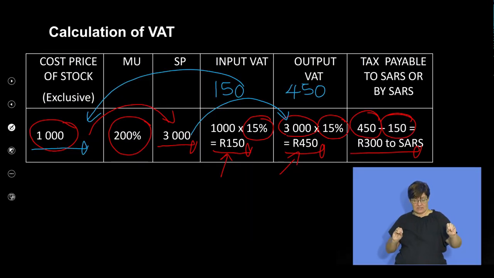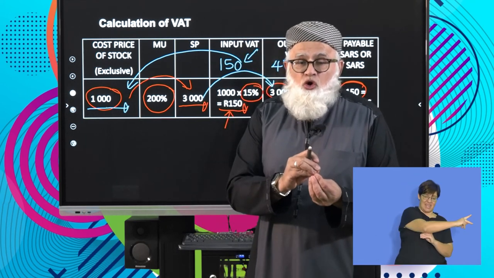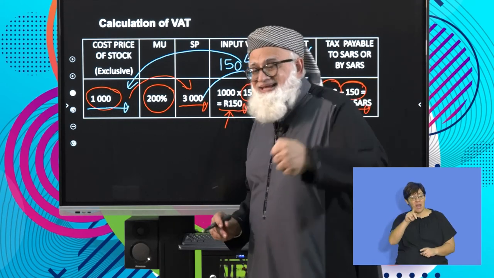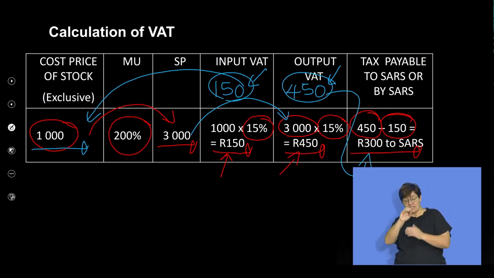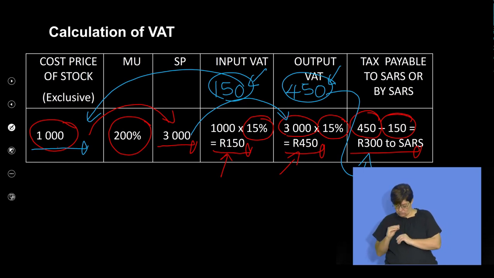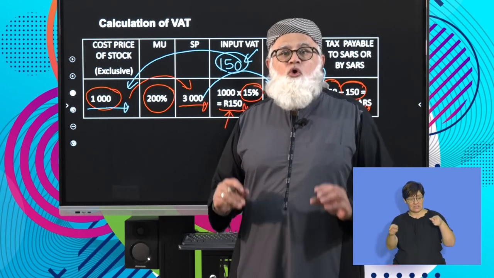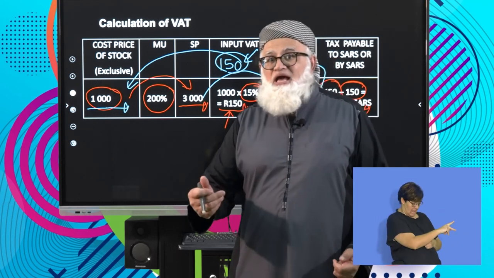Right. Now, what amount is due to SARS? Clearly you can see you've paid 150 rand as your input. You're collecting from the end user 450 rand. Do you have to pay SARS the entire 450? No. Why not? Because you've collected the 450, but you have paid 150 rand worth of VAT on that transaction. Therefore, the amount that is due to SARS will only be the 300 rand. So now, the difference between your input VAT and your output VAT shows you whether you owe SARS money or whether they owe you money, right?